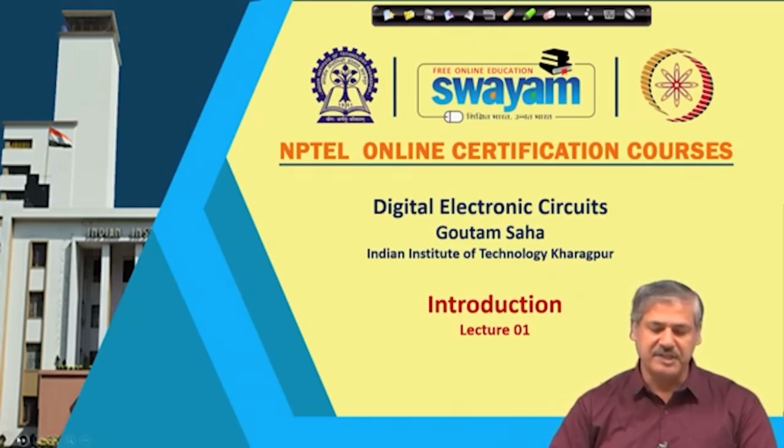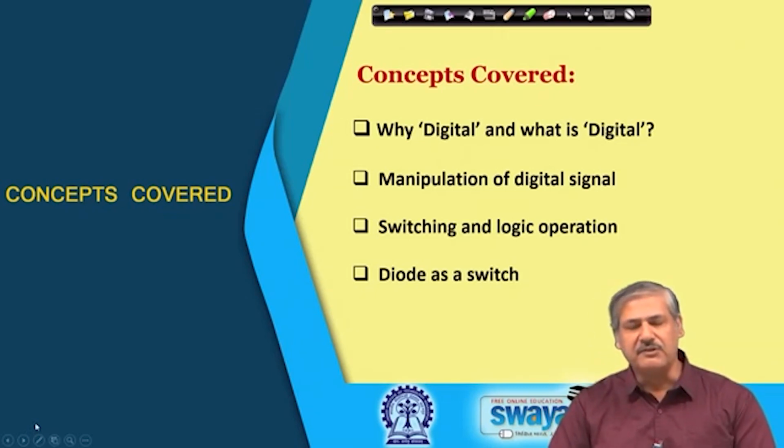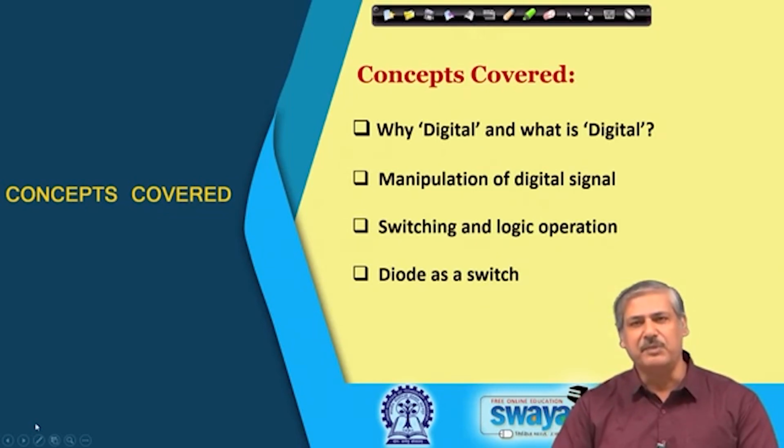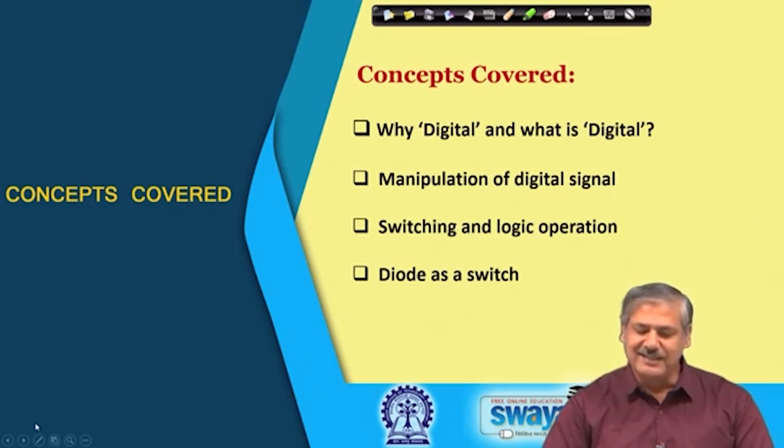As you know, this course is named Digital Electronic Circuits, and in the introductory lecture we shall cover few basic things: why we are going for this digital electronics or digital technology and what we actually mean by digital. Then we shall see what is manipulation of digital signal, how it is done, the basic introductory part only, and the importance of switching and logic operation in digital manipulation. And finally, we will end up with one small circuit, that is use of diode as a switch.